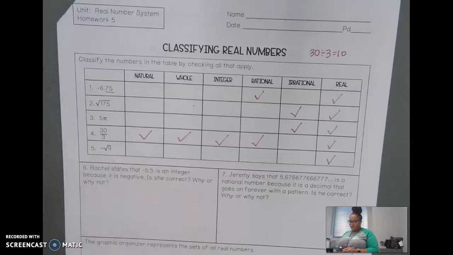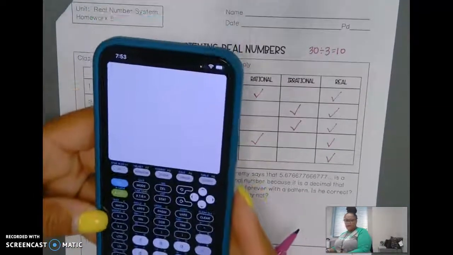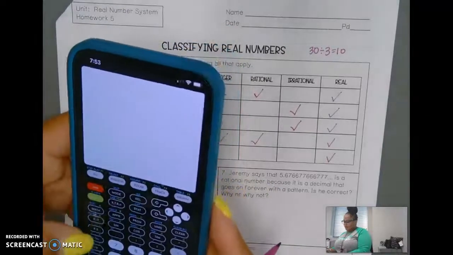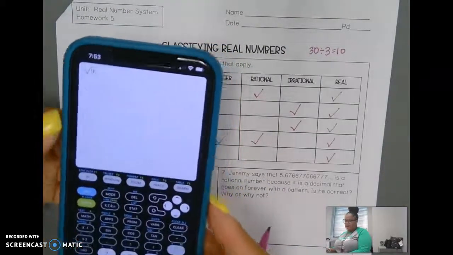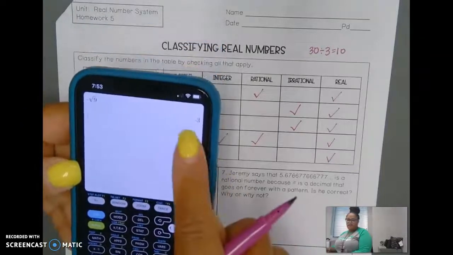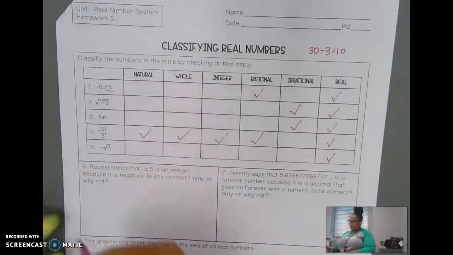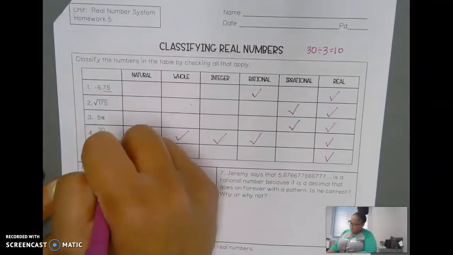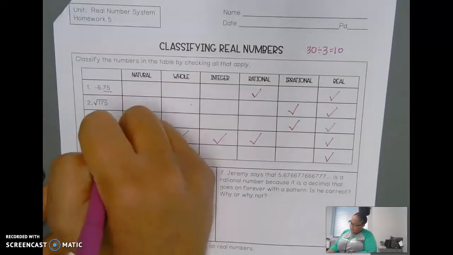Now this says the opposite of the square root of 9. If I'm not sure what that is, I'm going to go back to my calculator and enter the opposite of the square root of 9. That's going to be -3, or the opposite of 3. So I'm going to put -3 here, and I'm going to put 10 here.